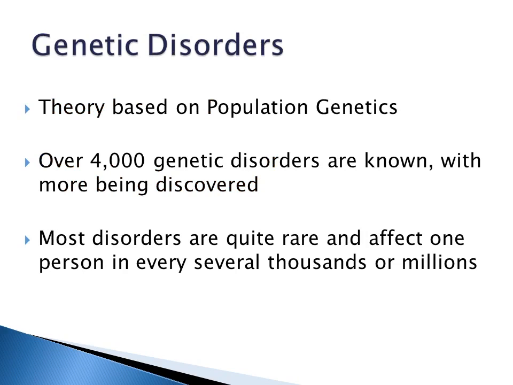The study of genetic diseases is a large scientific discipline, and the theoretical underpinning is based on population genetics. Currently, around 4,000 genetic disorders are known, and more are constantly being discovered. Most disorders are very rare and affect one person in every several thousand individuals or even million individuals.